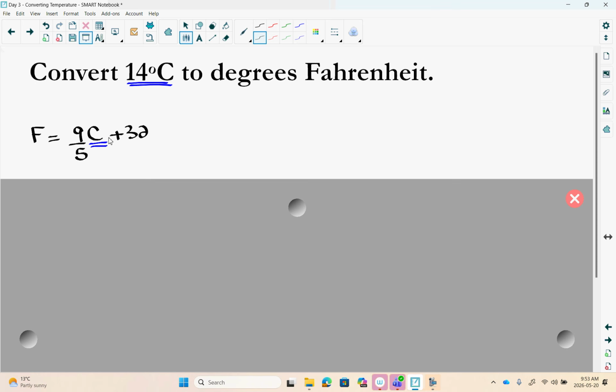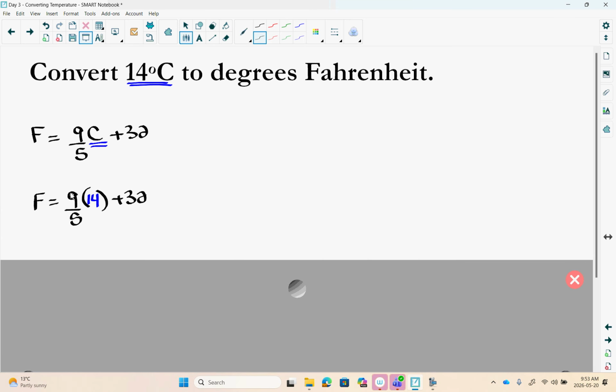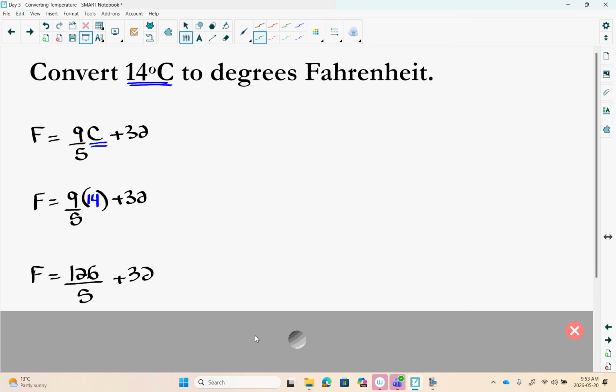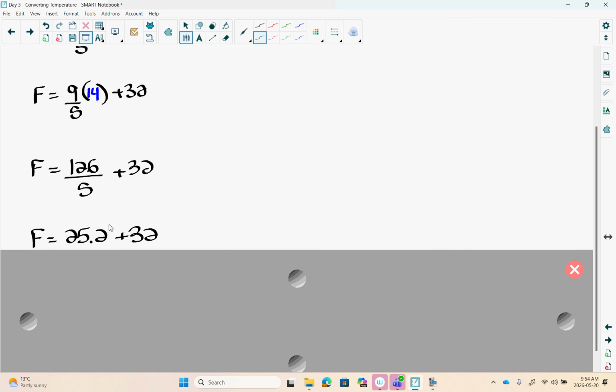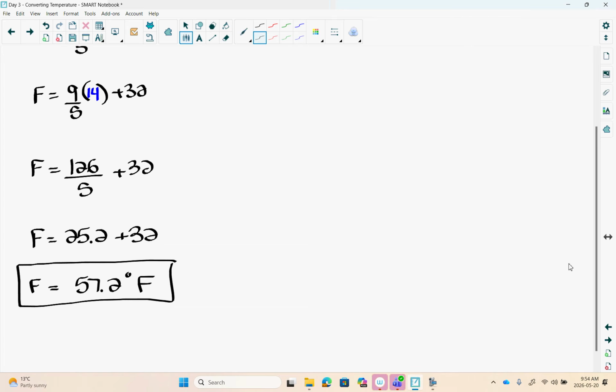Okay, next line I'm going to fill the 14 degrees Celsius in for C. 9 14s, that's 90 and 36. It gives me 126. So the next line should say 126 divided by 5 plus 32. I divide first. 126 divided by 5 is 25.2. 25.2 plus 32 is the 57.2 degrees Fahrenheit that you told me. Make sure to include the units.